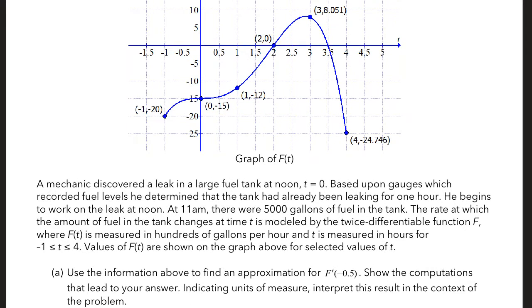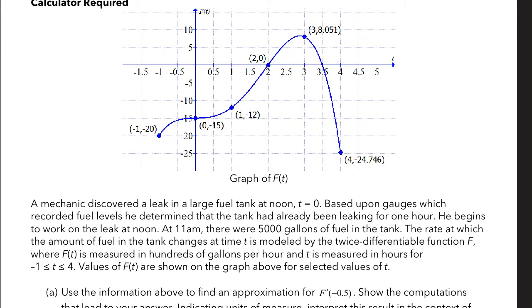Well, it might be helpful to put the units on the graph. It says that F is measured in hundreds of gallons per hour, so this is hundreds of gallons per hour, and this is hours since noon. I probably wouldn't write that part. Okay, so F prime should be gallons per hour, or gallons per hour squared.